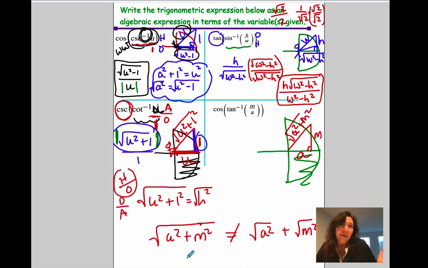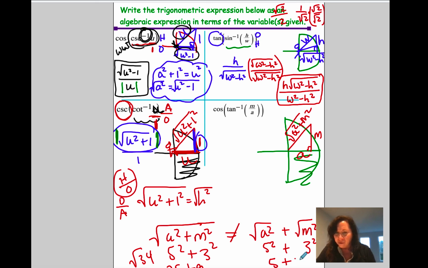It's definitely not. So for example, try 5 squared plus 3 squared. Okay, 5 squared, what's that? 25, and plus 9. 25 plus 9 is 34, and so therefore that would be the square root of 34. Now, does the square root of 34 equal 5 plus 3? 5 plus 3 is 8. Does 8 equal the square root of 34? No. So therefore, they're not the same. Okay, let's go back to the problem.